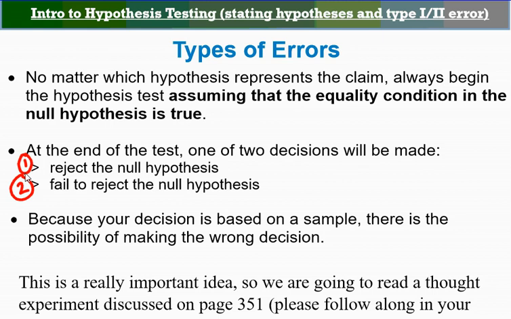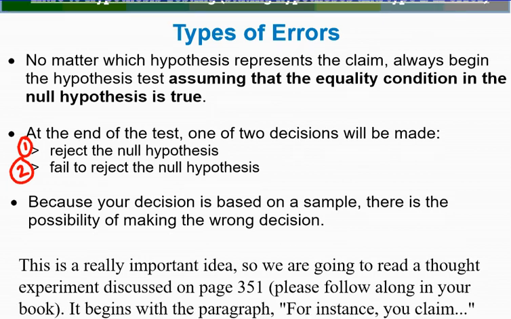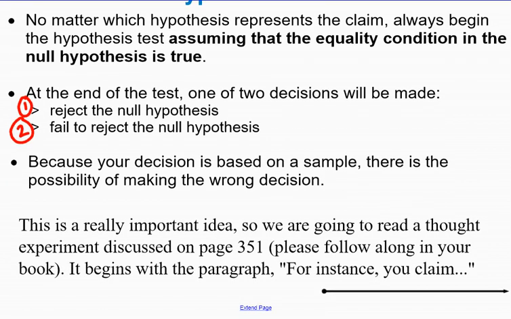There isn't enough evidence to say that the null is not true, so we fail to reject it. Because your decision is based on a sample, there is the possibility of making the wrong decision. We could maybe reject the null when it was actually true, or we could fail to reject the null even though it was false. Because of random error, those things can happen. This is a really important idea, so we're going to read a thought experiment discussed on page 351. So again, please follow along in your book.